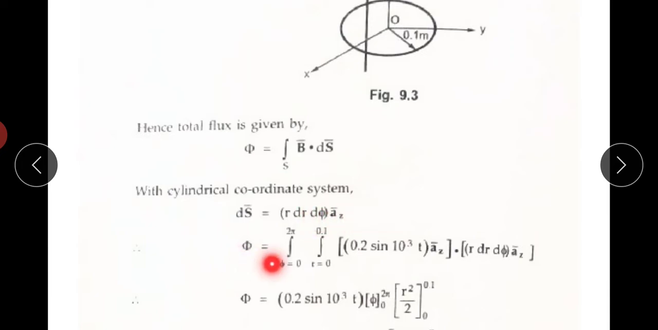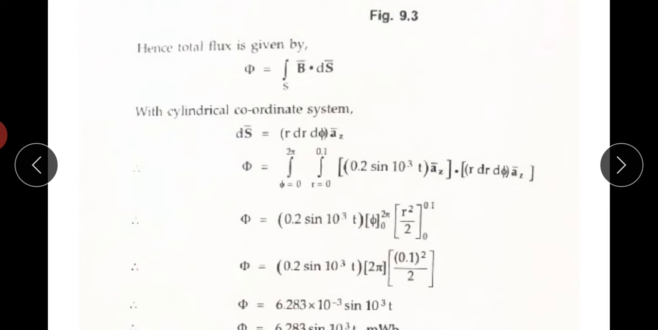So psi equals surface integration, meaning double integration. So B bar equals the given 0.2 sin 10 to the power of 3 t az bar, dot ds bar equals r dr d phi az bar. So phi limit 0 to 2 pi, r value radius given 0.1 meter, so r limit 0 to 0.1. So psi equals, here az bar dot az bar equals 1, 0.2 sin 10 to the power of 3 t. So first integration with respect to phi, second integration with respect to r.